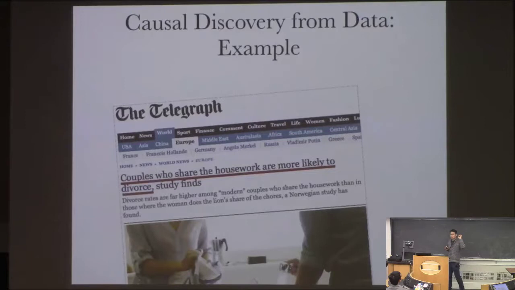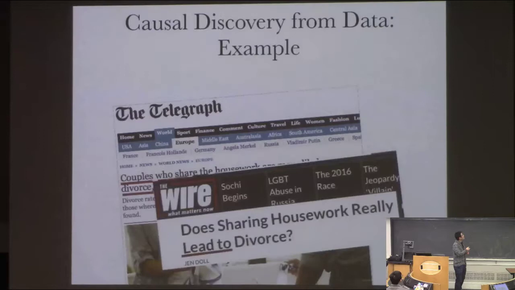But then you will be very careful. Because if you simply take any associational information as a causal connection, you can make huge mistakes, right? So you really want to see what's the underlying causal information over here. And that's why, after this, you can see there was a lot of discussion. Does sharing housework really lead to divorce? Now, when you use the word lead to, essentially, you are talking about causality. You want to see whether this is really the cause, right?